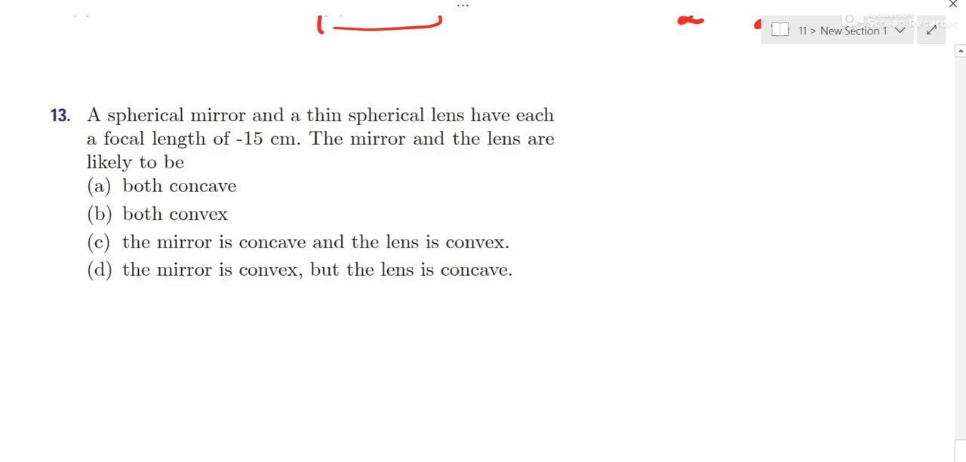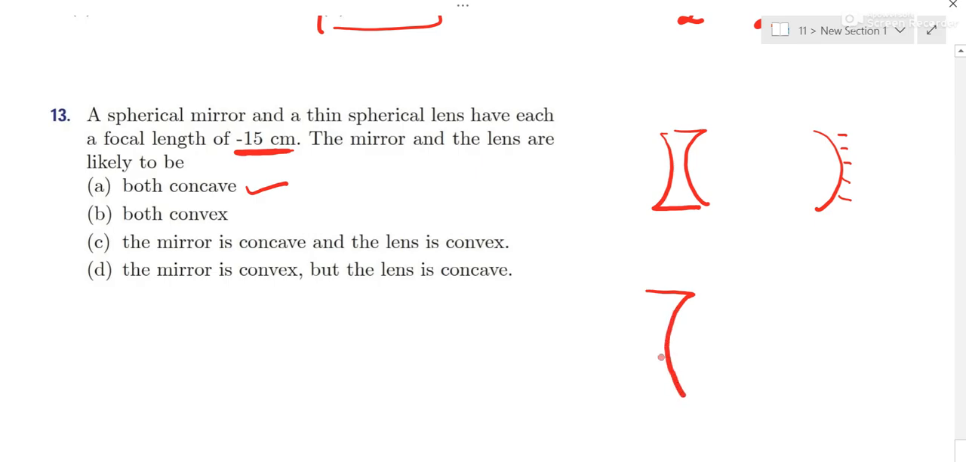A spherical mirror and a thin spherical lens have a focal length of this. So the focal length is negative, no? So what can they be? They will both be concave. Concave lens and concave mirror both have negative focal length.